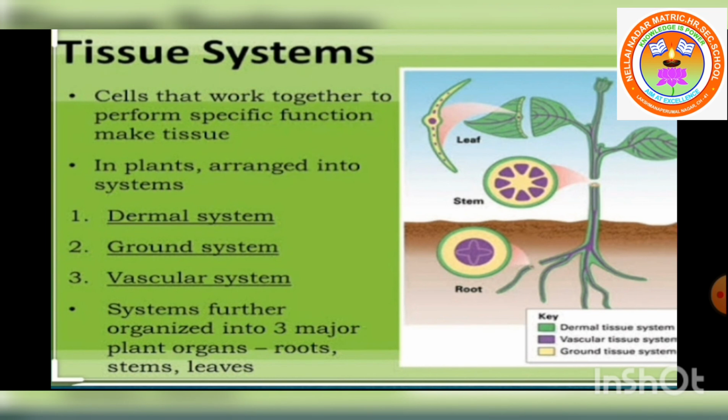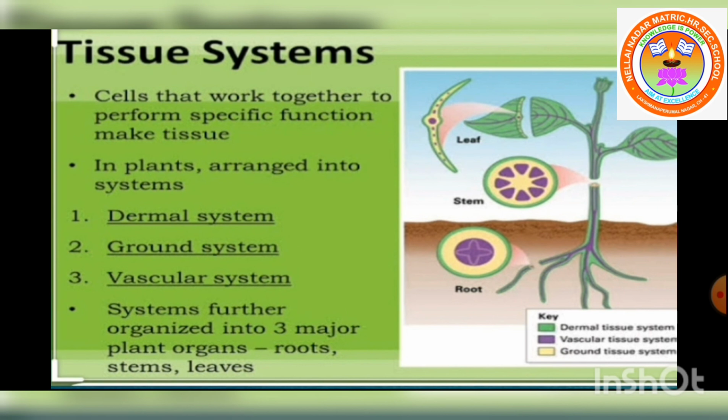So far we discussed tissues. Tissues group to form tissue system. The plants exhibit varying degrees of organization. Cell is the basic unit of living organism. Cells group to form tissue. We discussed what are the different types of tissue in plants. Next level of organization in plant is tissue system. So, tissues group to form tissue system.